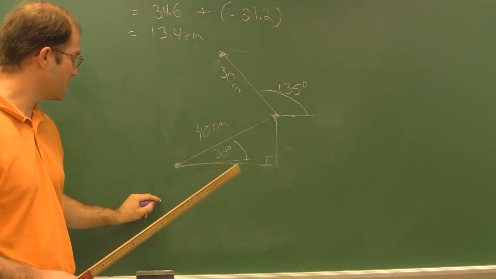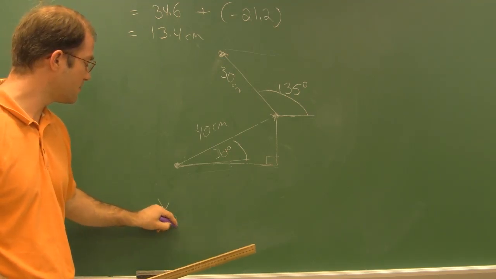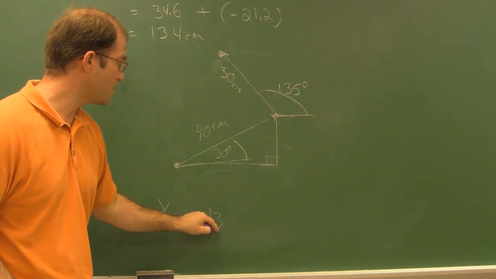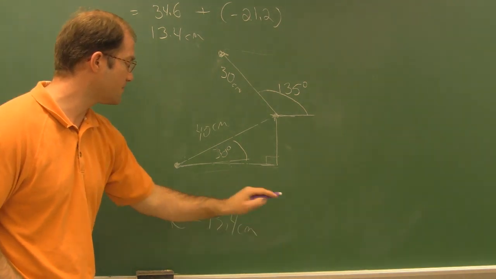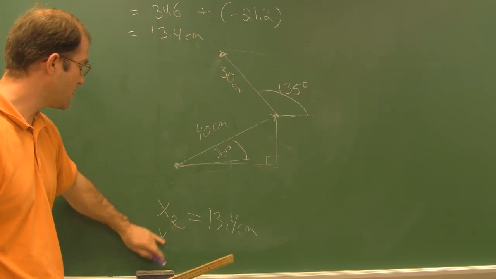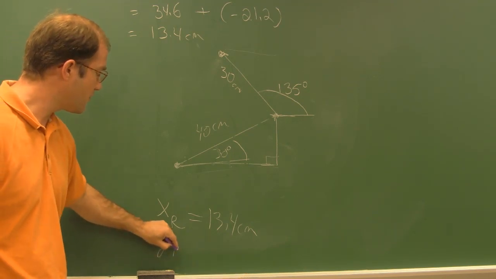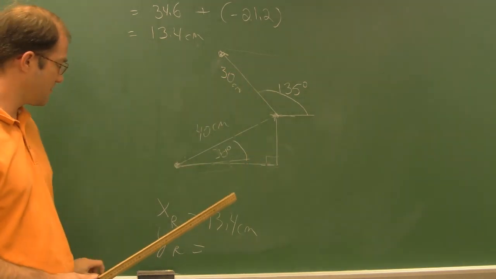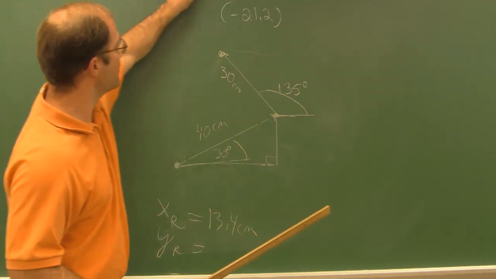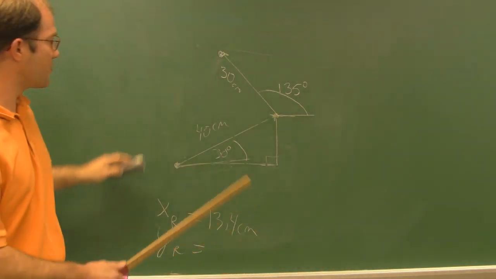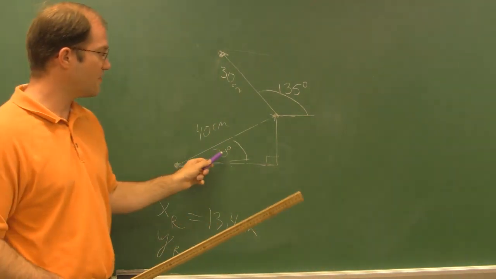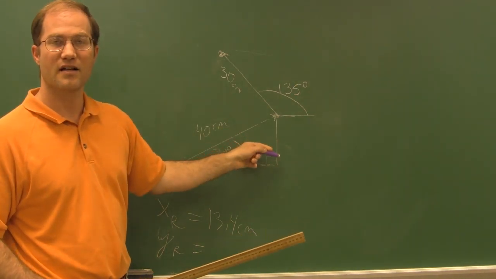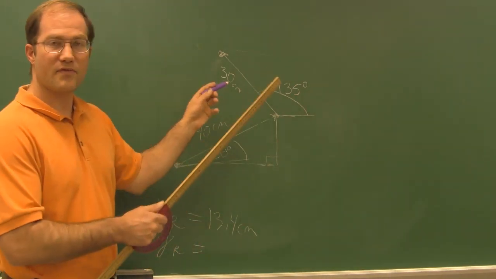So let me write that out here. The total horizontal, I'll call it the x of the resultant vector, is equal to 13.4 centimeters. Now let's determine the total vertical, the y value of the resultant. You add this vertical to that vertical, and we can do that very much the same way. The vertical side is called the opposite side, and it's equal to the hypotenuse times the sine of this angle. So let's add up the vertical components.